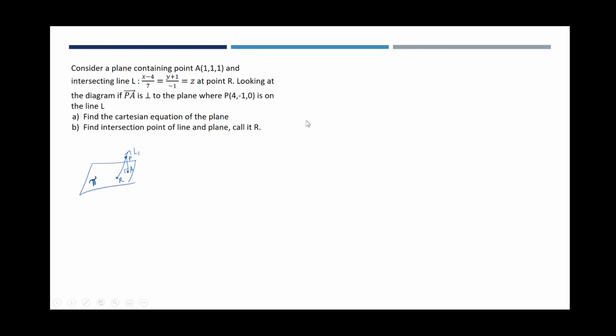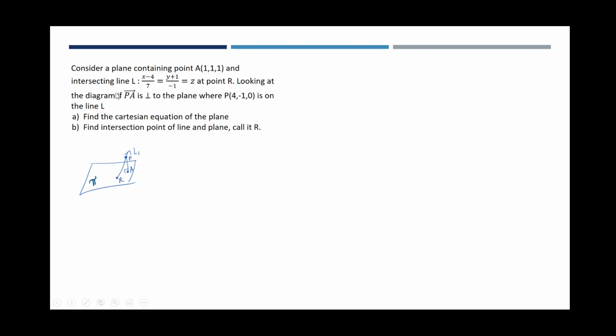Another question I could ask you, and they all could be very different, so please don't memorize anything, just think things through. So here we have, consider a plane containing point A. So point A is on the plane right here. And it has an intersecting line L right here. So this line right here is provided in symmetric form. And this line intersects the plane at point R. So where it intersects into the plane is this R here.